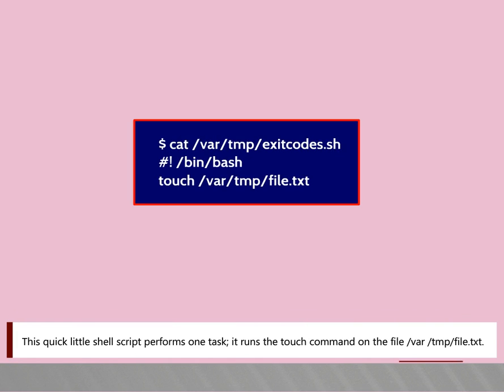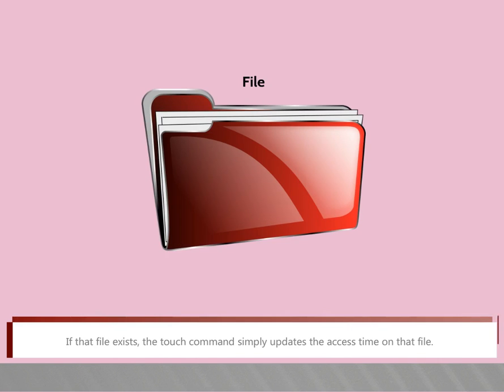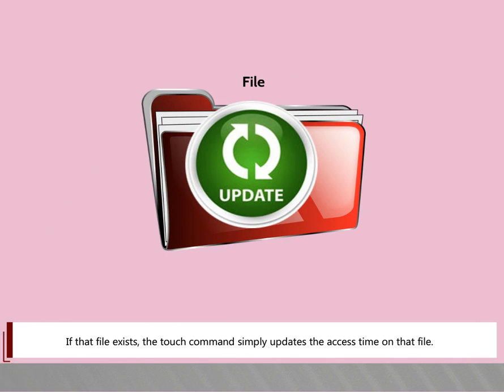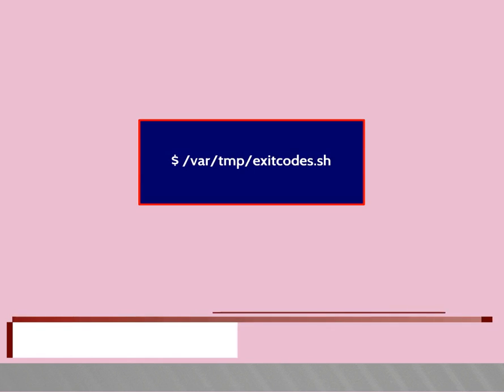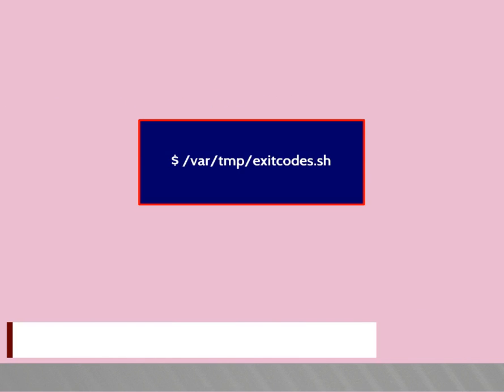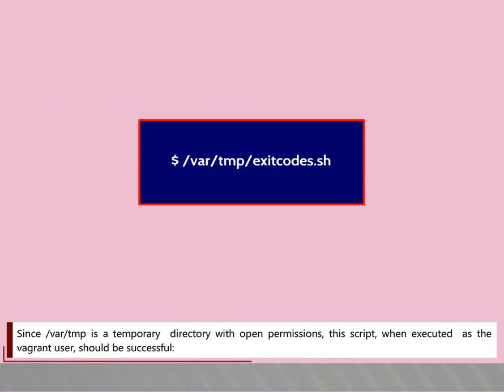This quick little shell script performs one task. It runs the touch command on the file /var/temp/file.txt. If that file exists, the touch command simply updates the access time on that file. If the file does not exist, the touch command will create it. Since /var/temp is a temporary directory with open permissions, this script, when executed as the vagrant user, should be successful.